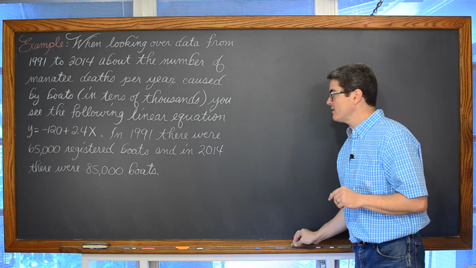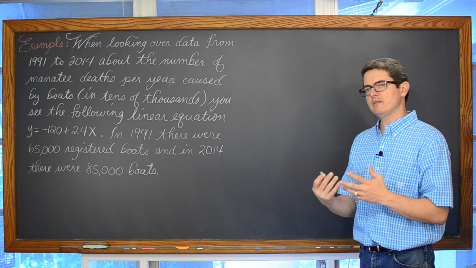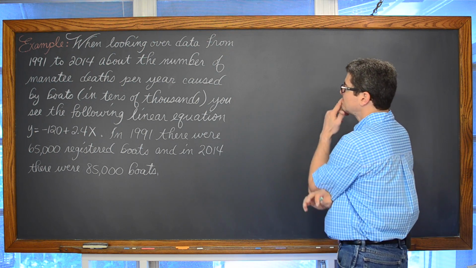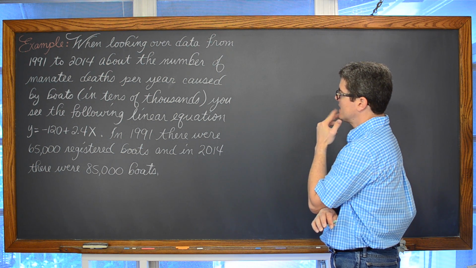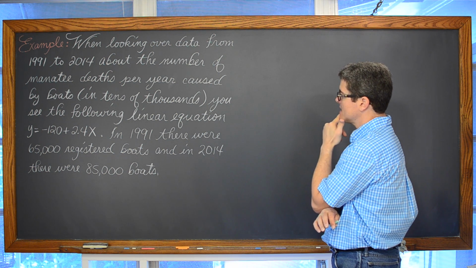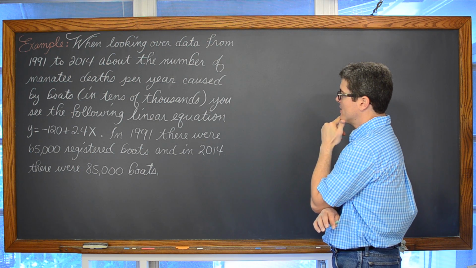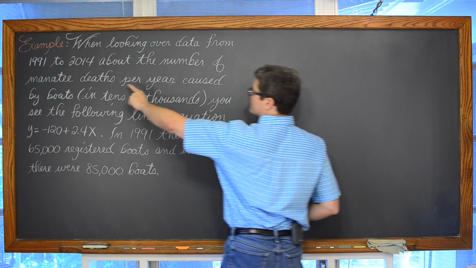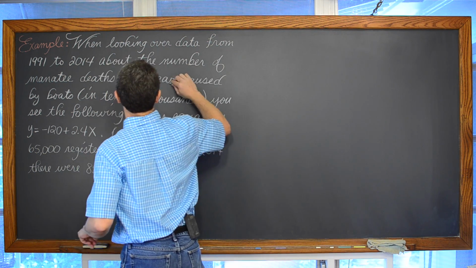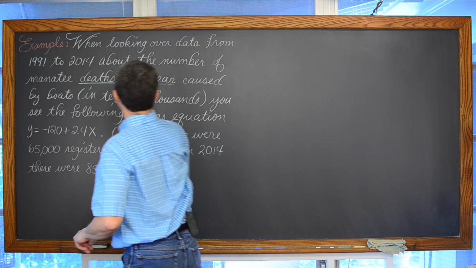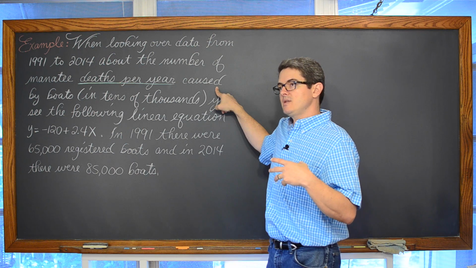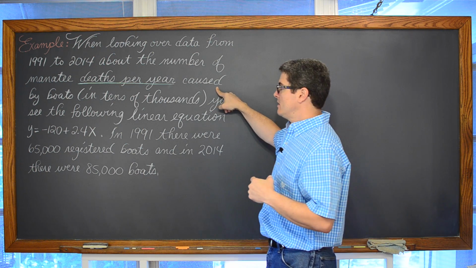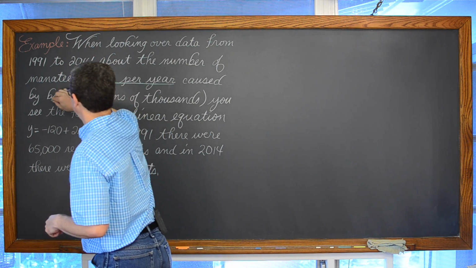Let's read the problem and try to find the independent and dependent variable. What's going to be the x and the y? We're looking over the data from these particular years. It's the number of deaths per year being caused by, so it's dependent on the number of boats.